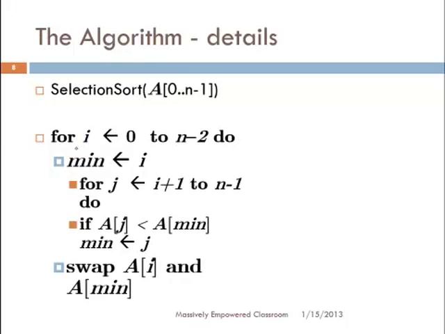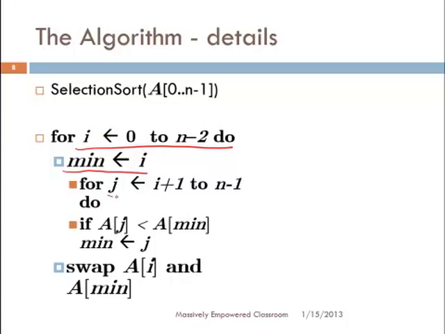For i equals 0 to i equals n minus 2, do, that is, go through a loop. In each loop we are going to put the ith element in its proper place, right? Find the minimum. How do we find the minimum? We assume that we already know the minimum. Min is i.